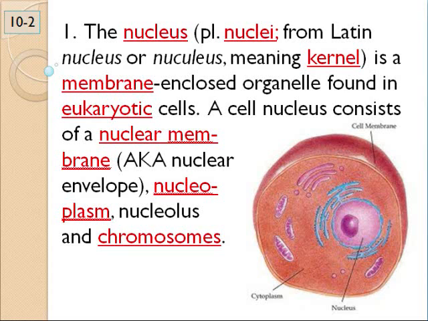Actually, it means kernel. I don't know why, but it means kernel. I've known that forever, never knew why though. It is membrane bound. It's called a nuclear envelope or nuclear membrane. So there's a membrane around that thing too. Inside there, the plasm is called nucleoplasm. And inside there, you're going to find two things: the chromatin, which is the chromosomes, and the nucleolus.